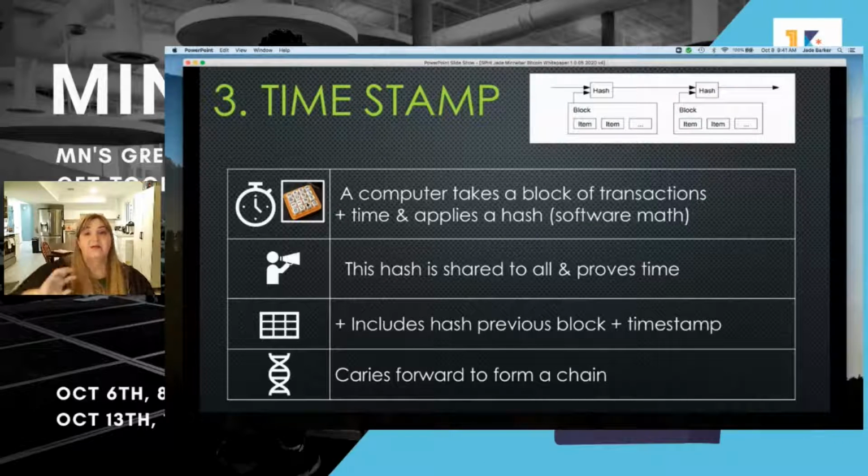Hey guys, I've got this random number. This thing happened at this time. And then that is going to go ahead and pull forward, including the hash of the previous block. That's kind of your mommy and your daddy with that timestamp, which is what pulls the whole thing forward. So you have a block chained to another block. You get blockchain.